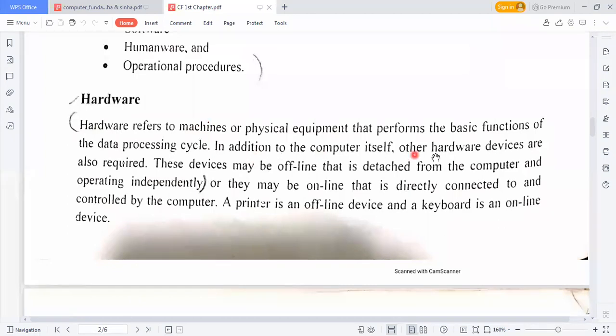In addition to the computer itself, other hardware devices are also required. These devices may be offline, that is detached from the computer and operating independently, or they may be online. Online means always connected to the computer, that is, directly connected to and controlled by the computer. A printer is an offline device and a keyboard is an online device. Remember, with a keyboard we input data, which is why there is a main connection between the computer and the keyboard. This is why it is online, and a printer is an offline device.